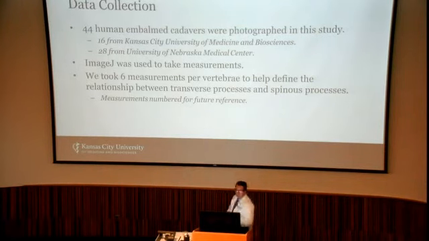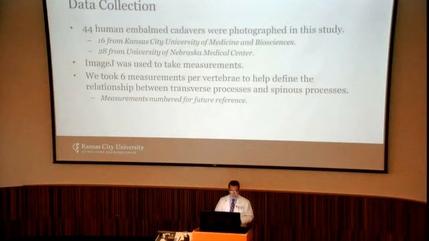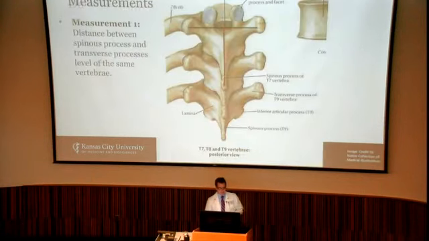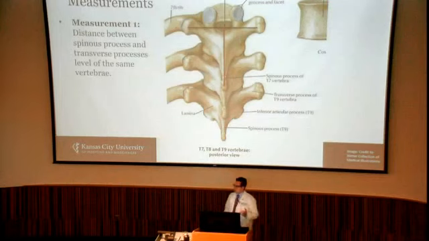Overall, we had 44 human embalmed cadavers, 16 from here at Kansas City University and 28 others from the University of Nebraska Medical Center. We used ImageJ to take 6 different measurements per vertebra to help us define the relationship between transverse process and spinous process in the thoracic spine. Now I'd like to go through each of these measurements with you to give you a better idea when we talk about them later in our presentation.